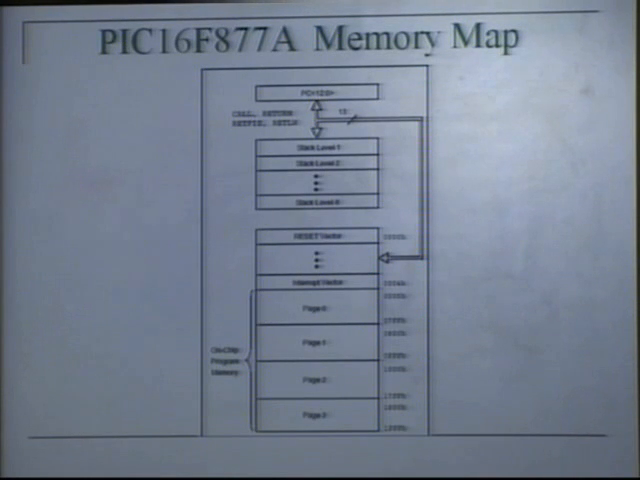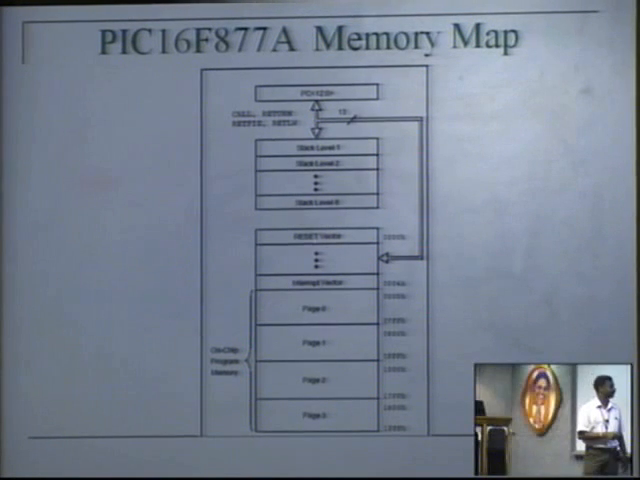In the case of an ordinary C program, after executing the program once, it will end at the last. But here it is not like that. Here the program will start from 000 and it will execute until program memory is finished. Again it will go back to 000. So continuously it will keep on executing. That 000 is known as the reset vector. And your whole program memory is divided into 4 pages: page 0, page 1, page 2, page 3, total 4 pages.